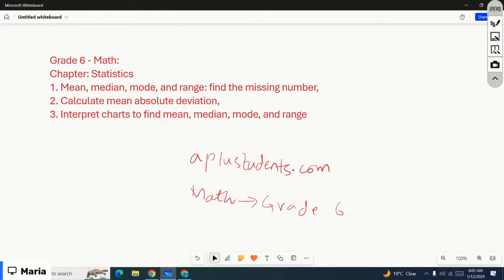We're going to start with the chapter statistics. And the lessons we're going to cover today are mean, median, mode and range: find the missing number; calculate mean absolute deviation; and interpret charts to find mean, median, mode and range. So please make sure you have your notebook and pencil so that you can note down the important examples and definitions as well. So let's just start with the chapter.